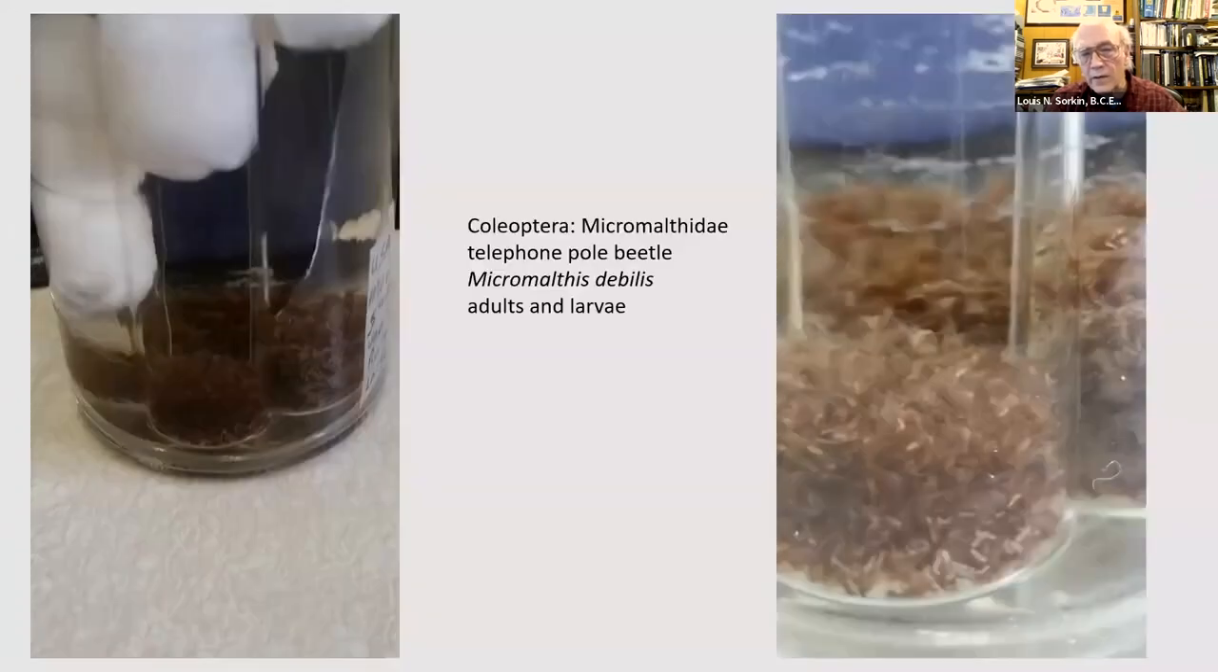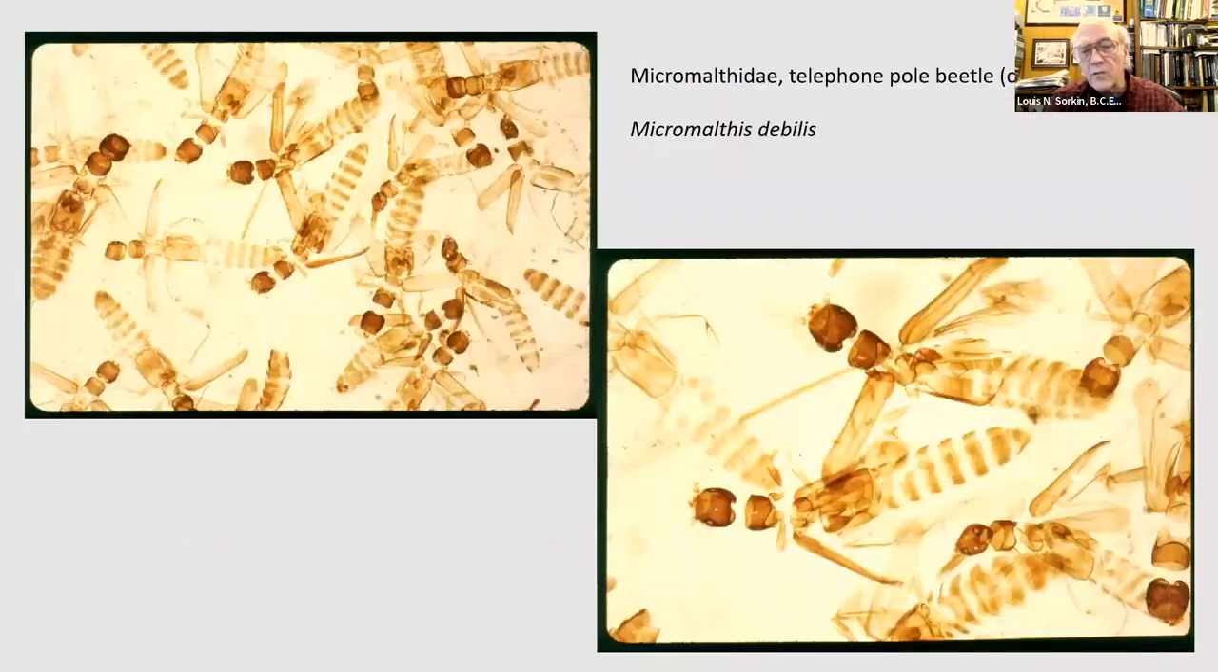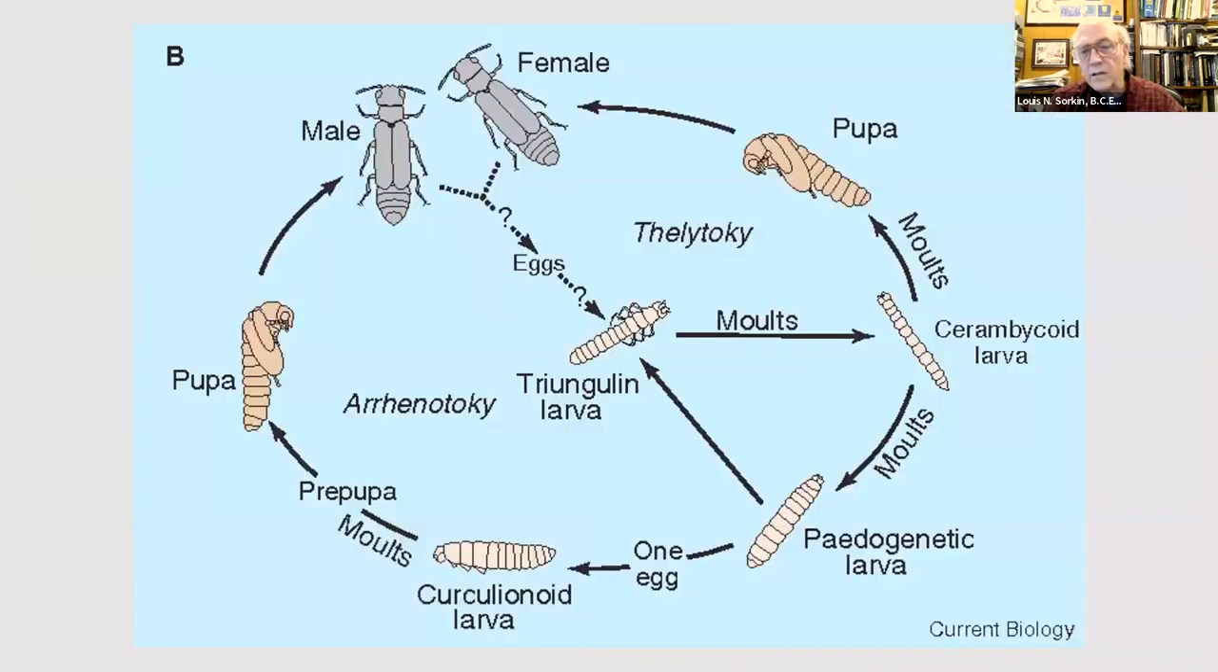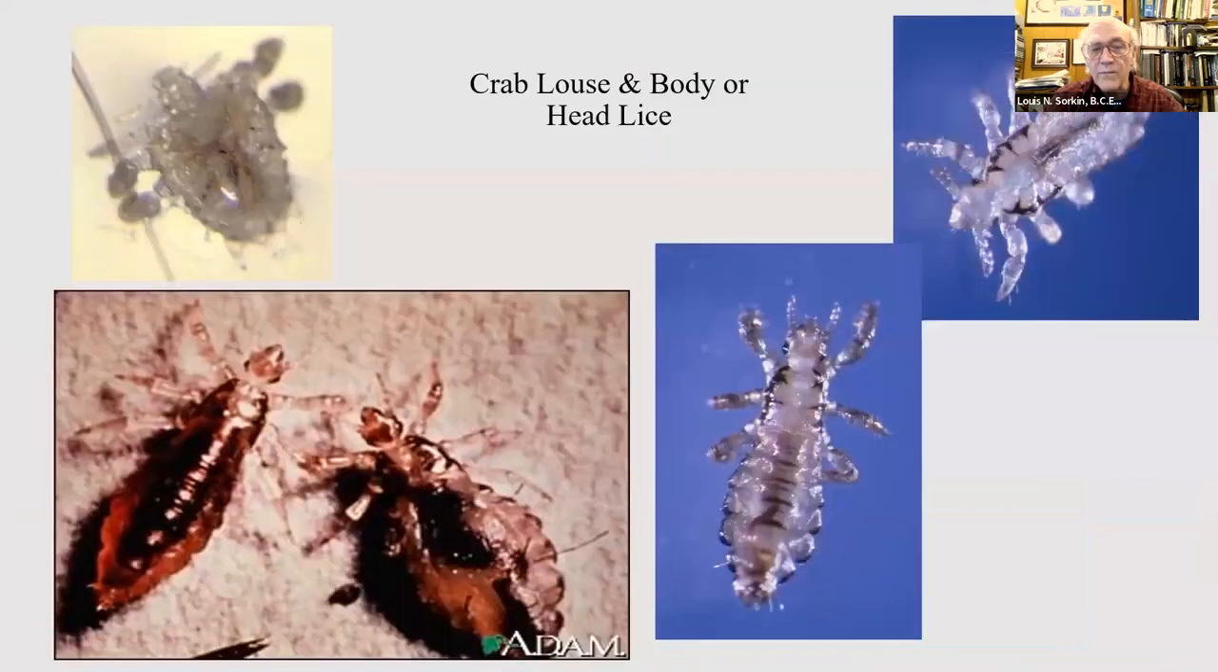These micromalthid beetles were there, and they're very distinctive beetles. They have a very interesting life cycle. It can be either through a larval stage, through a pedogenic larva, which is a female, or go through a male and female stage. And then these were written up in the New York Times back in 1994 as finding them on Wall Street, which was one place we did find them.